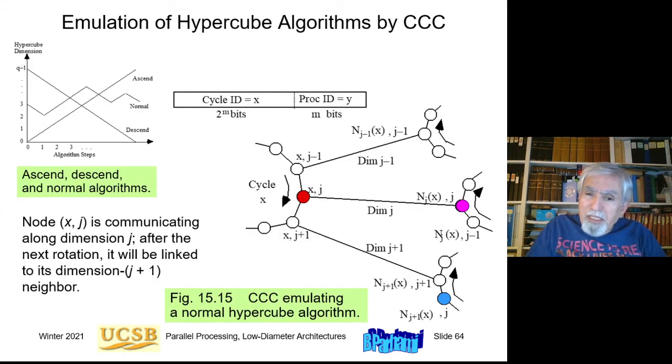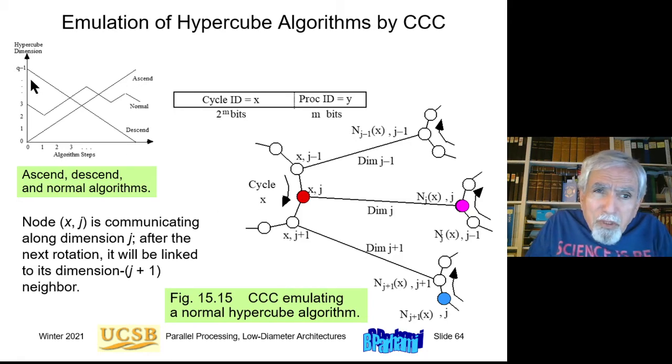Okay, so here is basically a diagram that explains how communication takes place. Remember we talked about ascend algorithms? Ascend algorithm is when a node communicates... let's take the descend algorithm: first along dimension q minus 1, then q minus 2, and so on.